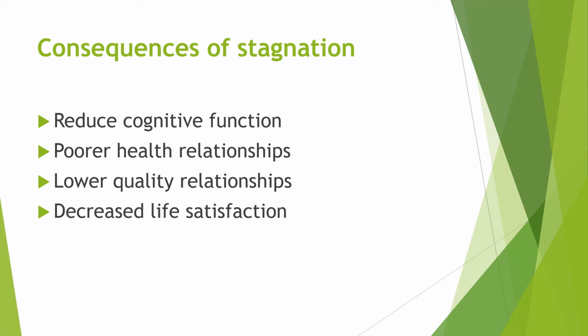Number 2, poorer health outcomes. Generativity has been linked to health outcomes in later life, so those who are left with a sense of stagnation may face worse health as they age. Number 3, lower quality relationships. The development of generativity is linked to healthy relationships with others. Stagnation may be the result of poor quality social connections. This can be a problem as people get older, since social relationships play an important part in healthy aging.